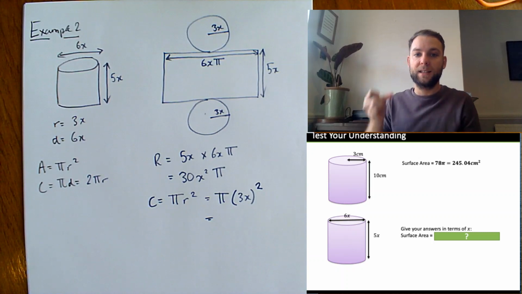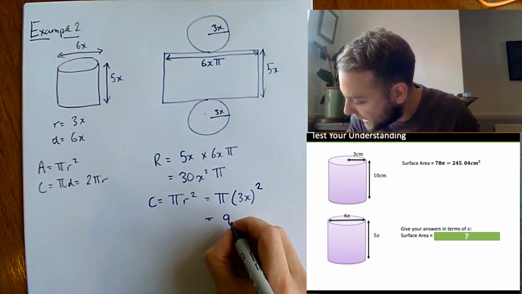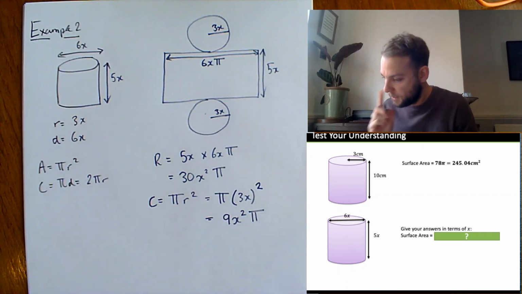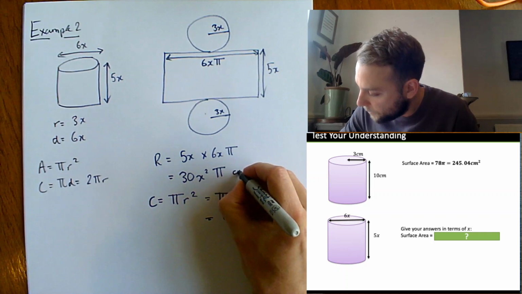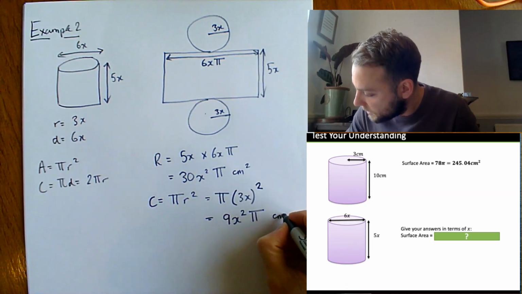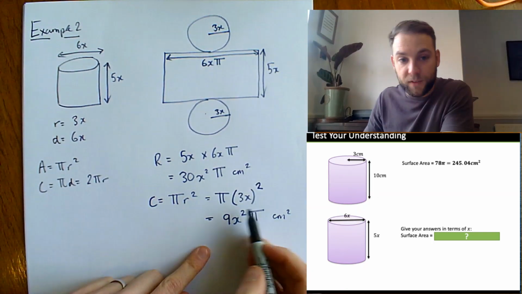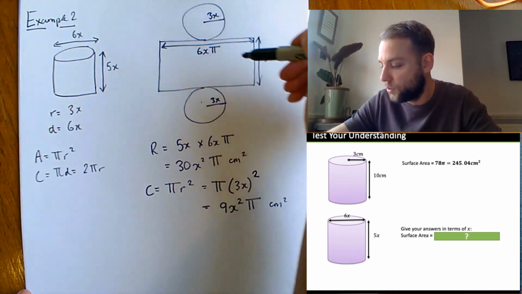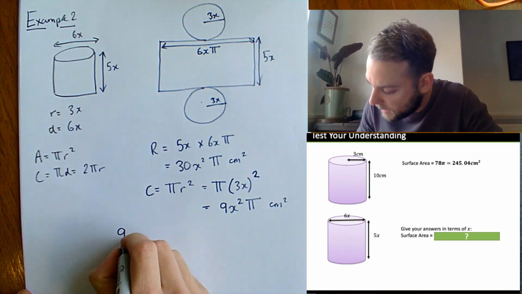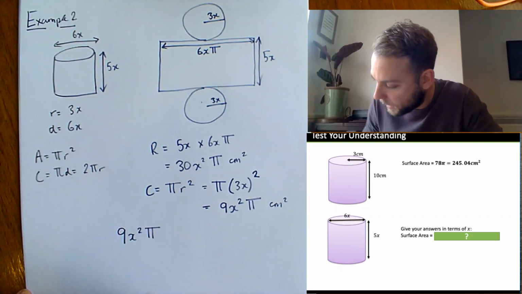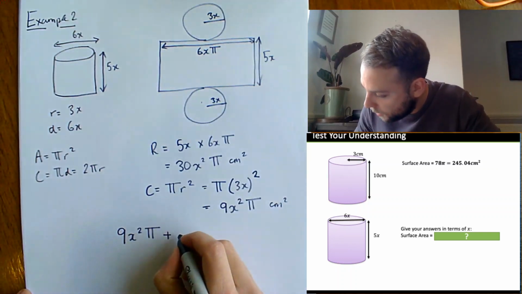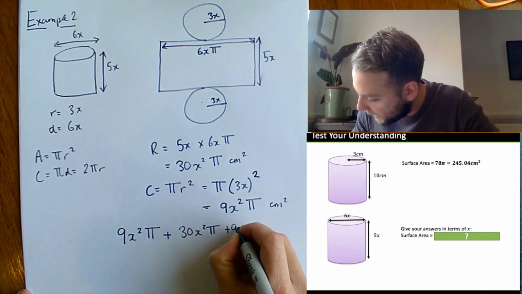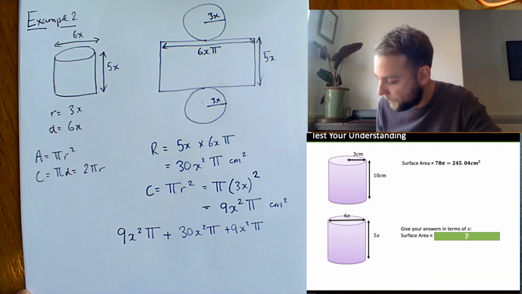3x all squared means 3x times by 3x, which is equal to 9x squared times by pi. So this, remember, is centimetres squared. Remember, there's 2 of these. Okay, so the final little part is the circle plus the rectangle. So it's going to be 9x squared pi plus 30x squared pi plus 9x squared pi.